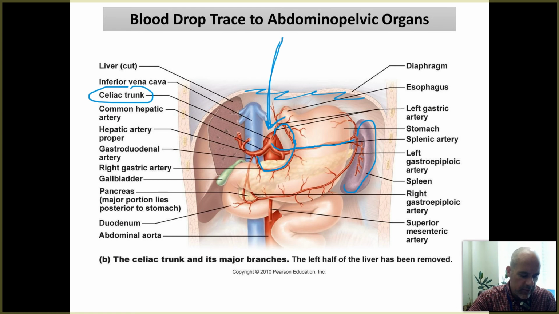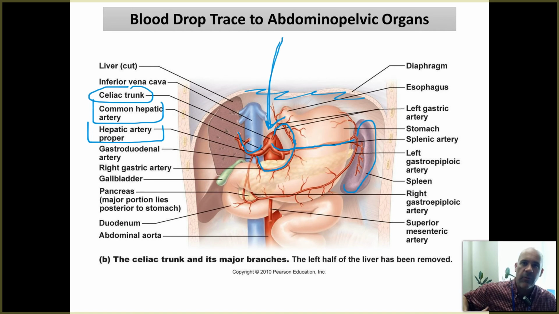And then the other branch over here, this is your hepatic artery, which, you'll notice on the diagrams, you have the common hepatic artery, which can become the hepatic artery proper. You're going to have different branches that come off of that artery that go to the different sections of the liver, because the liver is a huge organ.